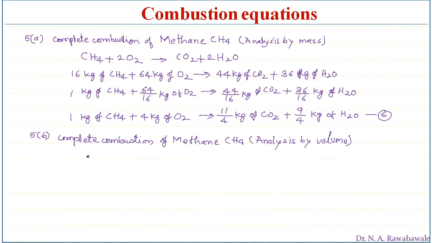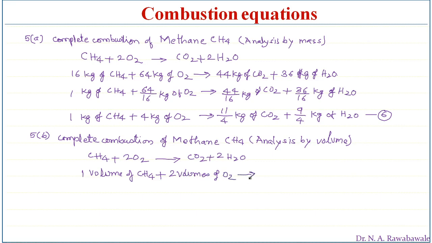So here we can write methane burns in presence of 2 moles of oxygen producing 1 mole of carbon dioxide plus 2 moles of water, that is 1 volume of methane, CH4, burns in presence of 2 volumes of oxygen, producing 1 volume of carbon dioxide and 2 volumes of water, that is H2O, in the form of steam. This will be in form of steam.